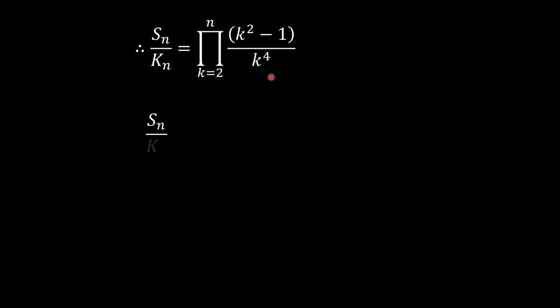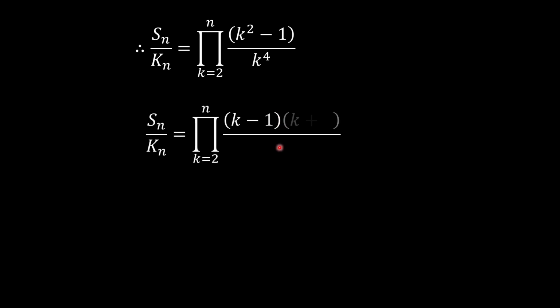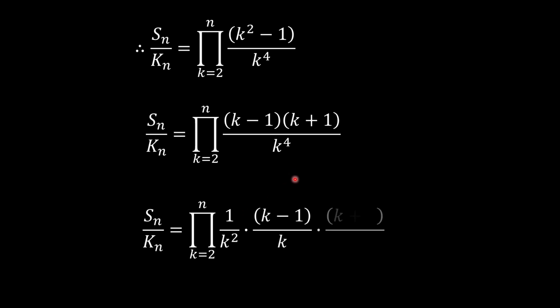We can divide through with k to the 4th, but I think the first thing is just again use the difference of two squares, and that means that if we pull 1 over k squared out, we have the product from k equals 2 to n of 1 over k squared times k minus 1 over k times k plus 1 over k.